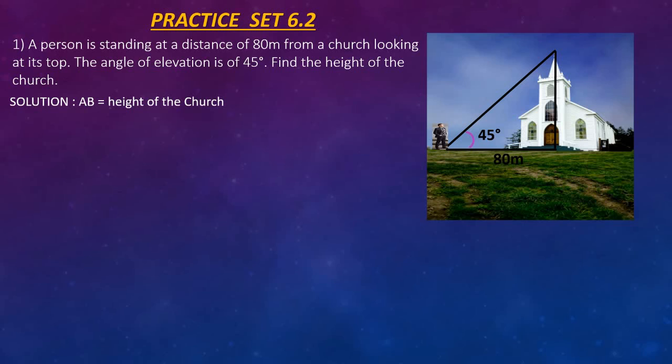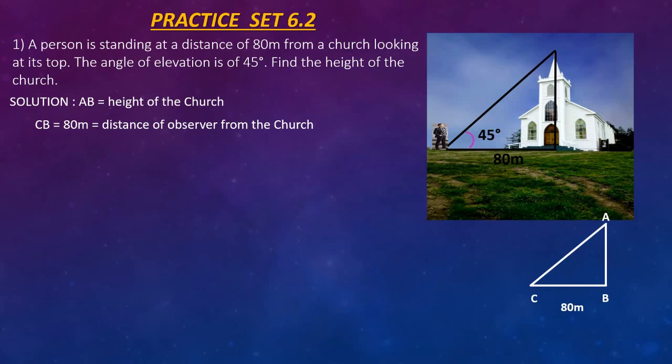So AB is equal to the height of the church, CB or BC is equal to 80 meters, which is the distance of the observer from the church. Let us join AC. AC is nothing but the line of vision. If C is the position of the observer and A is the position of an object, then the line from the observer to the object is the line of vision. So AC is the line of vision.